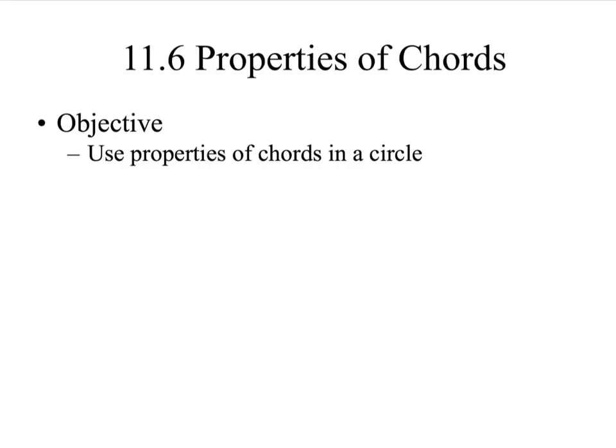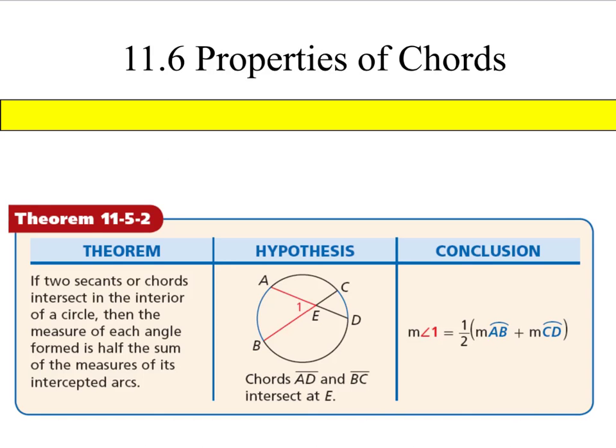We're going to be using properties of chords in a circle, which means we get to write a theorem. If two secants or chords intersect in the interior of a circle, then the measure of each angle formed is half the sum of the measures of its intercepted arcs. Okay, pause now, write this down, and then I will explain.